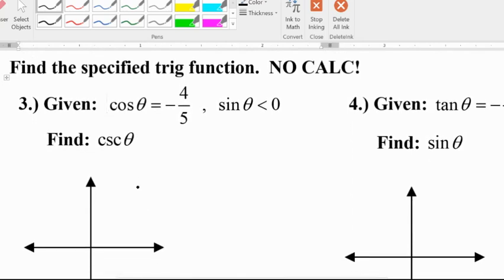Okay, so let's take a look at number 3. Pause the video for a second if you need to and read the directions for number 3. Pay attention to what information was given and how you might use it to help you find the cosecant of theta.